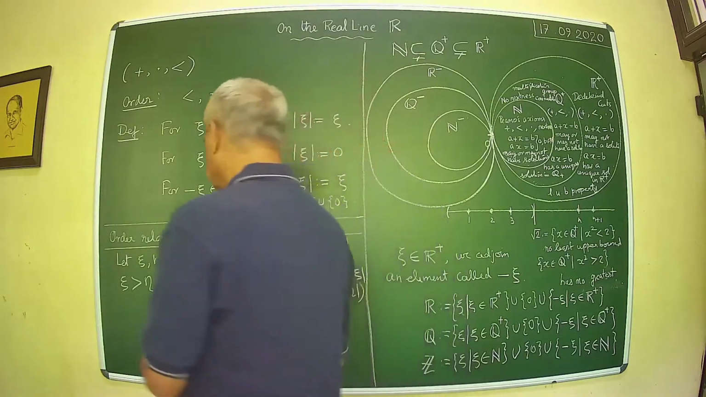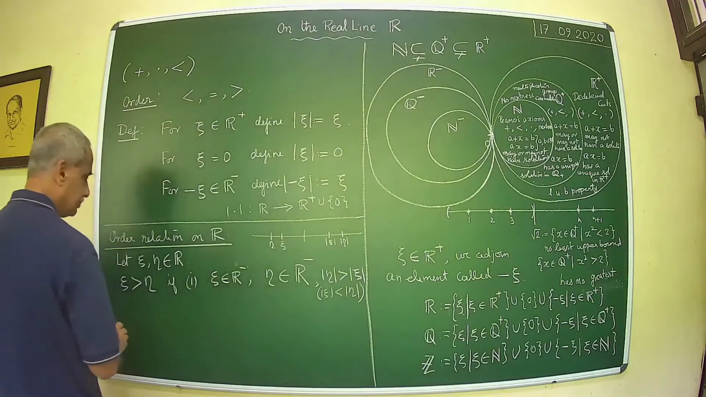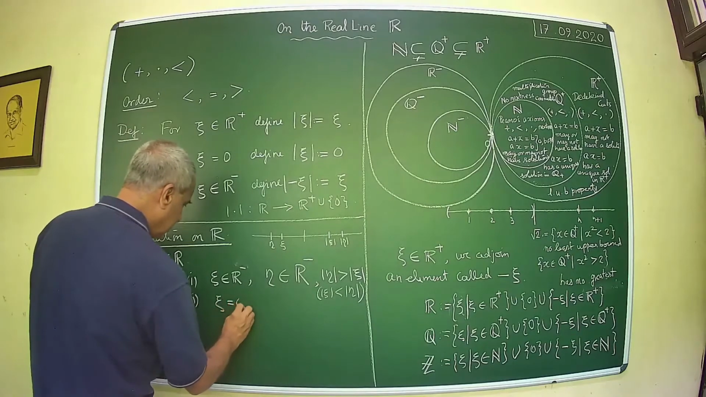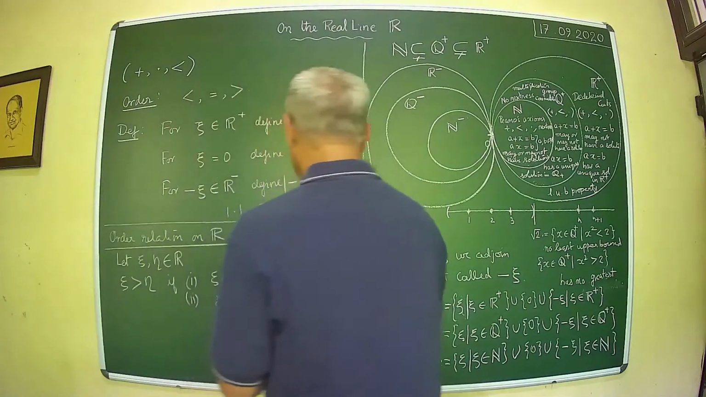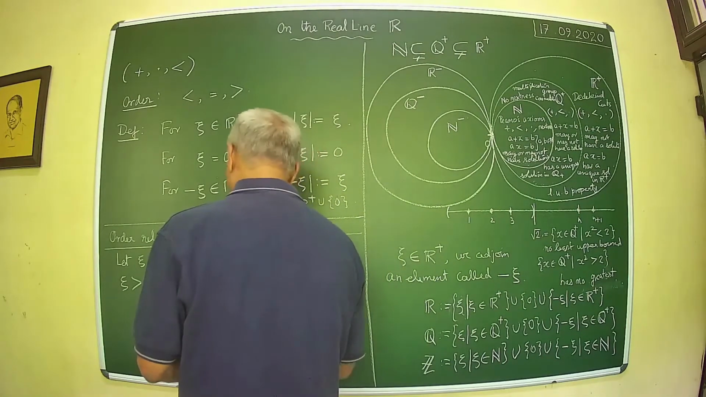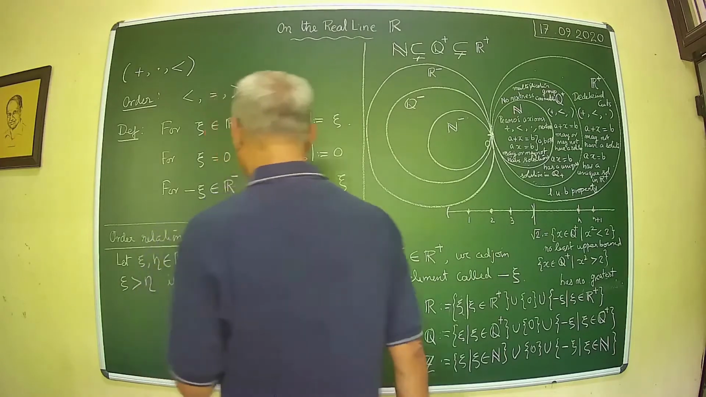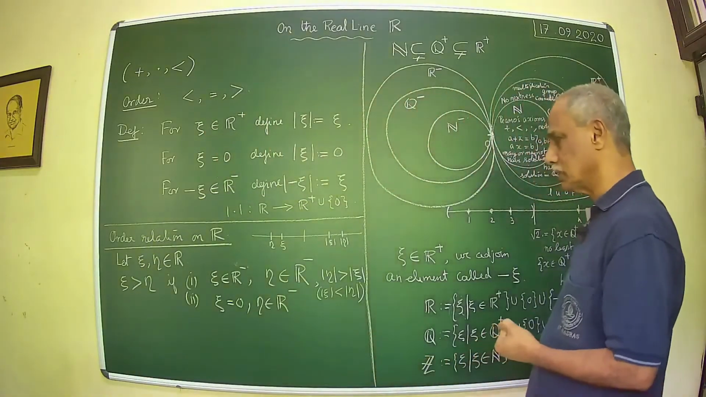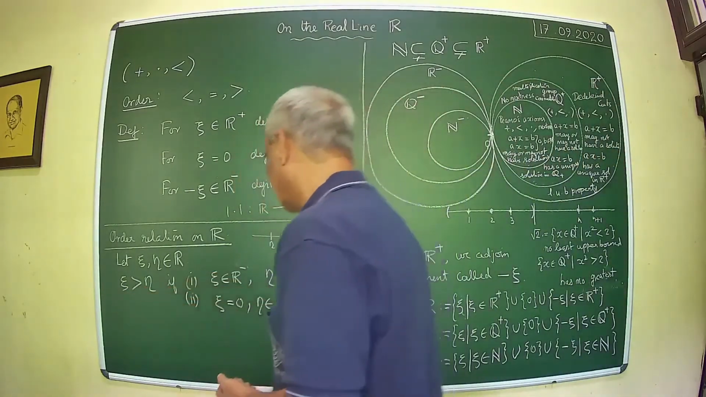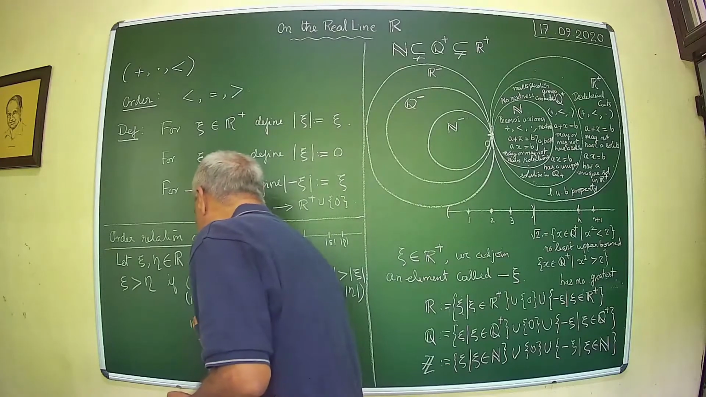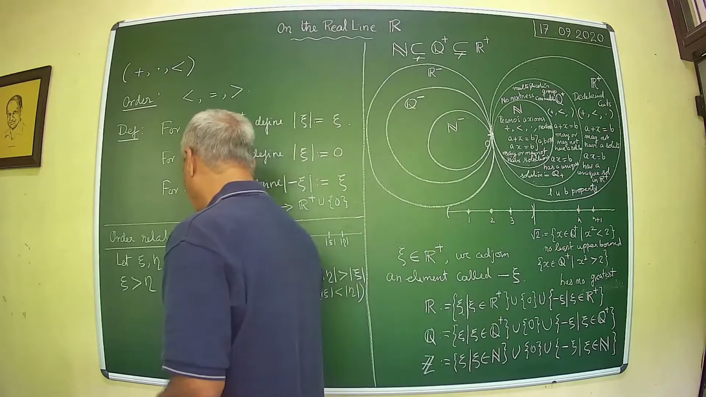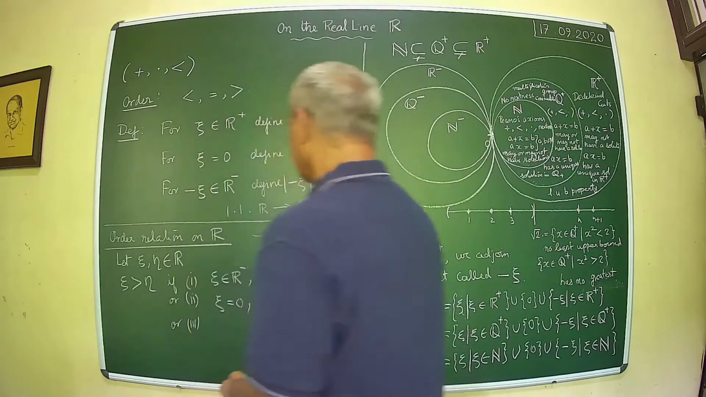So we have psi equal to 0, and eta belonging to R minus. So whenever psi is equal to 0 and eta belongs to R minus, you have psi greater than eta. So these are all... or what is the third condition?